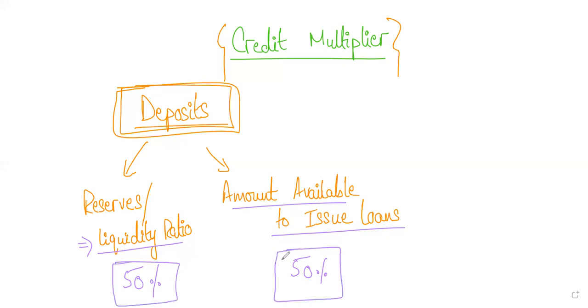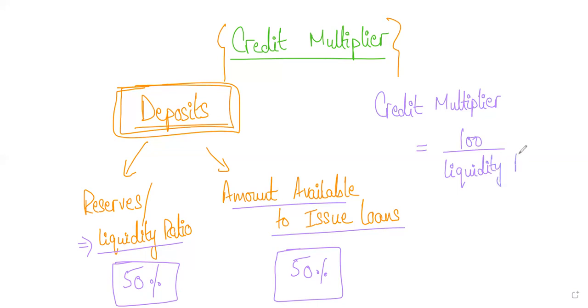Now think about this, students. The formula for credit multiplier is, the word multiplier itself shows that you are multiplying. It's a multiple of something, right? So credit multiplier is basically 100 divided by liquidity ratio. 100 divided by liquidity ratio, right? So then that means, just a second.